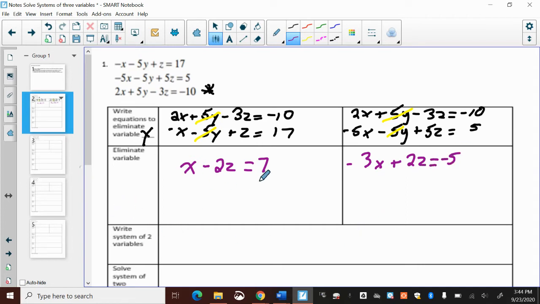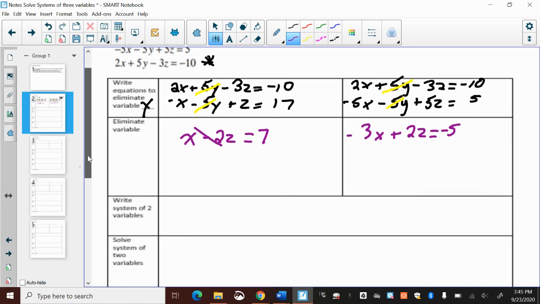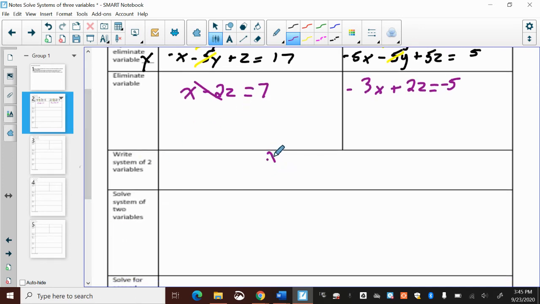Okay, so once you've got your 2 equations in 2 variables, we're going to write them as a paired system. So we're going to rewrite this as x minus 2z equals 7, just like we've been practicing, and minus 3x plus 2z is equal to minus 5. And when I looked at this, I got very excited because the first thing I noticed is that we have opposites on the z's. So now we need to solve the system of 2 variables. These are going to cross out. We have minus 2x is equal to 2. Divide each side by minus 2, and I find x to be equal to negative 1.